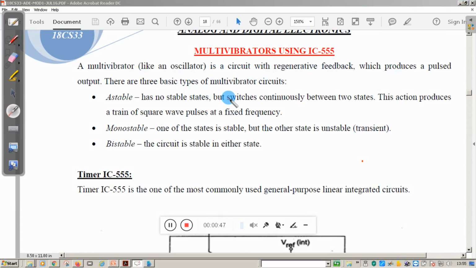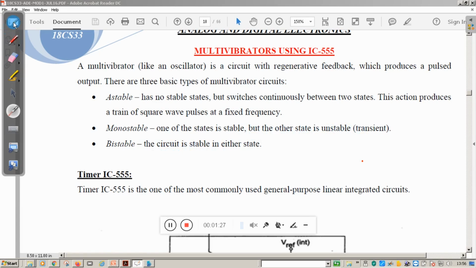There are three types of multivibrators. One is called an astable multivibrator. The second is called a monostable multivibrator. The third is a bistable multivibrator. The astable multivibrator has no stable state. It will switch over from one state to the other state, that is, it switches between two states continuously. So this action produces a square wave pulse at a fixed frequency. Monostable has one stable state, but it can go to the other, unstable state, and it will return from that state to the stable state. Bistable is a circuit where both states are stable.